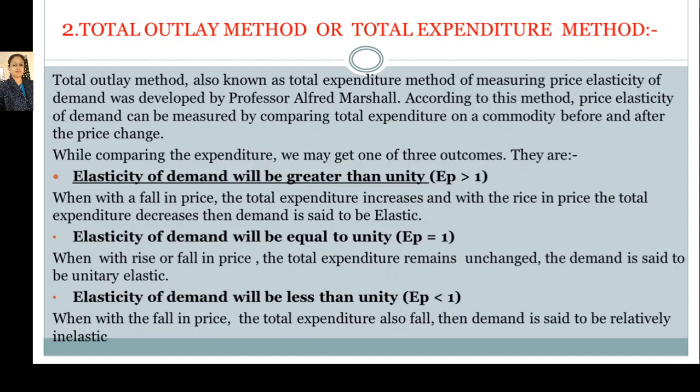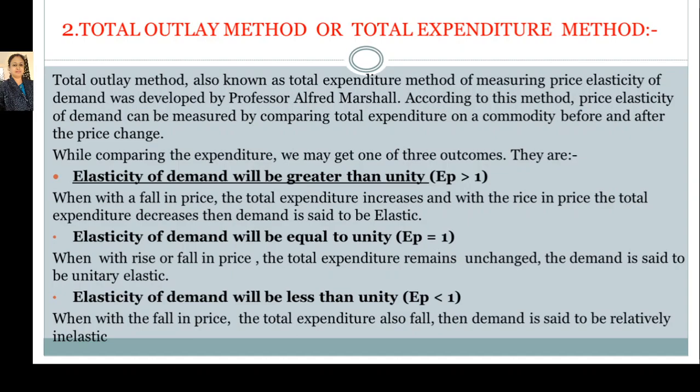So, while comparing the expenditure, we may get one of three outcomes. There are three types of aspects which we derive. First, elasticity of demand will be greater than unity, elasticity of demand will be equal to unity, and elasticity of demand will be less than unity. Let's know one by one what these three outcomes are.